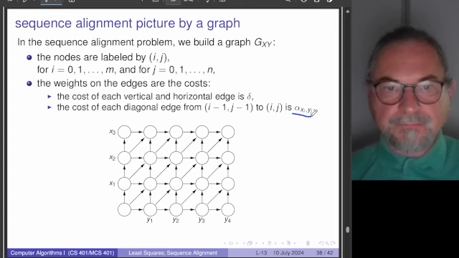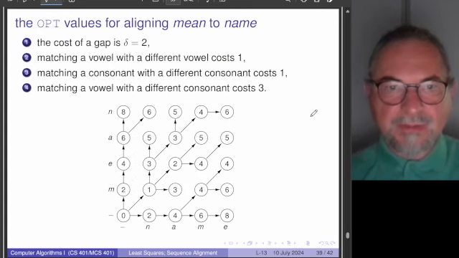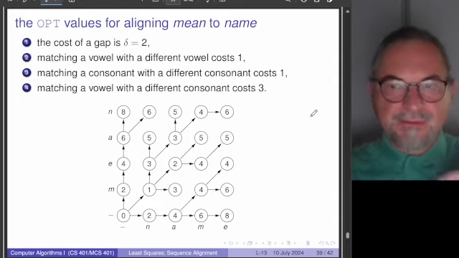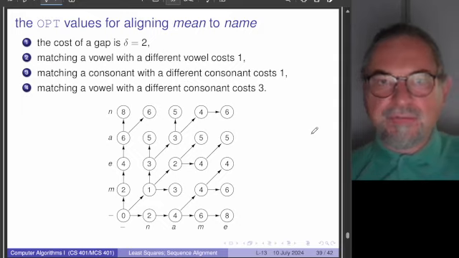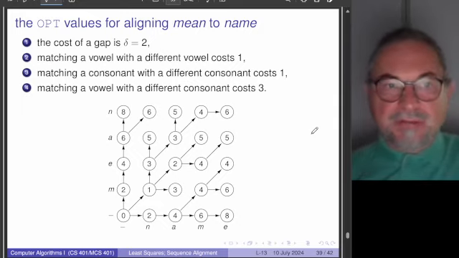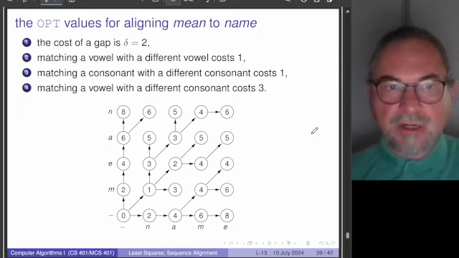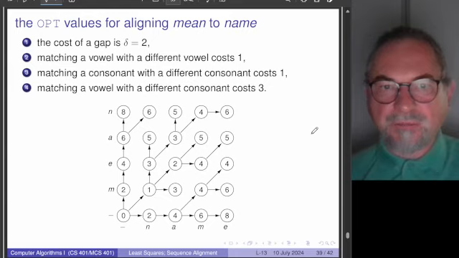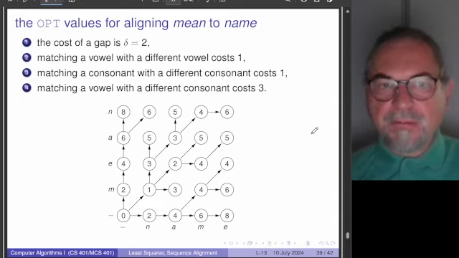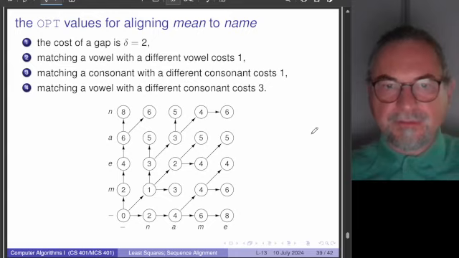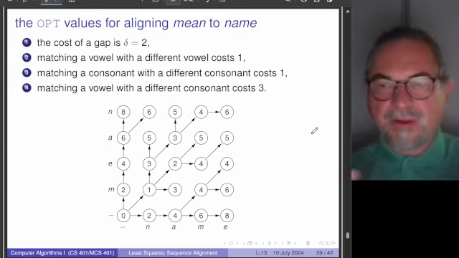Okay, let's look at an example now. So this algorithm builds the array of arrays. I was indicating the initialization. So here for this example, we look at the words mean and name. The gap cost is 2. Matching a vowel with a different vowel is 1. Also a consonant with a different consonant has a cost of 1. But the mismatch cost for a vowel with a consonant is 3.